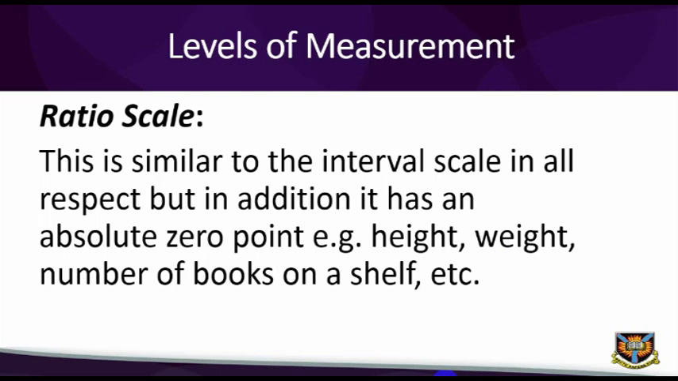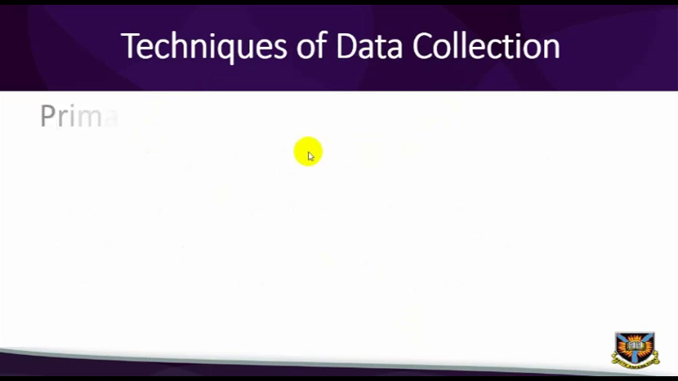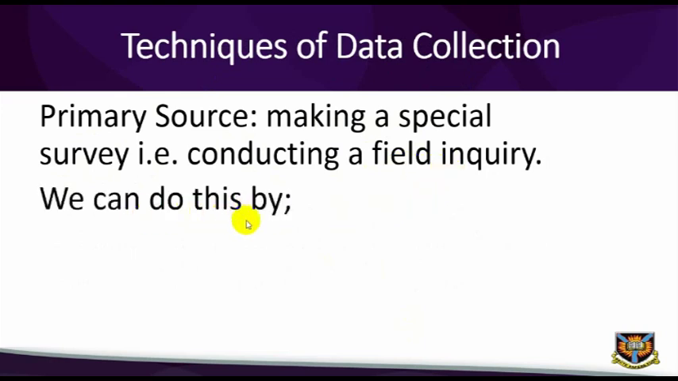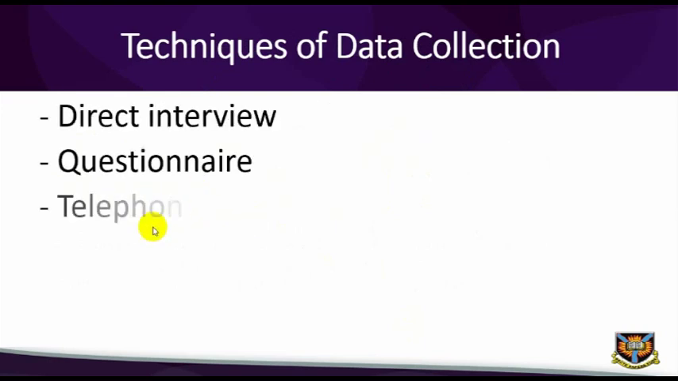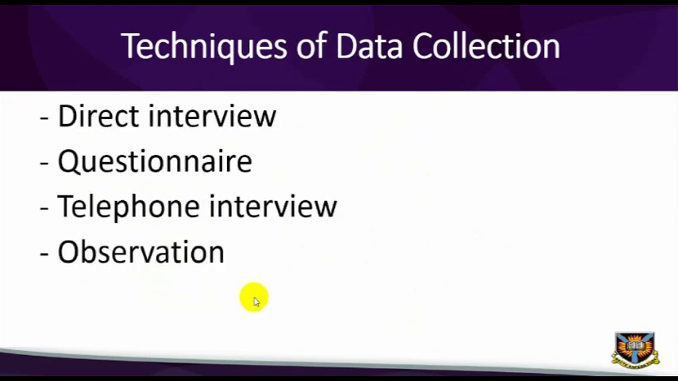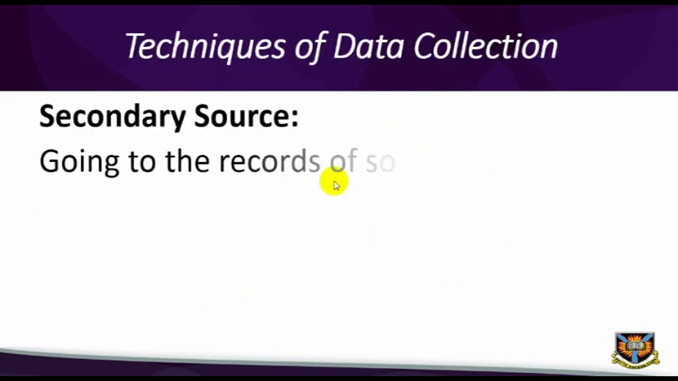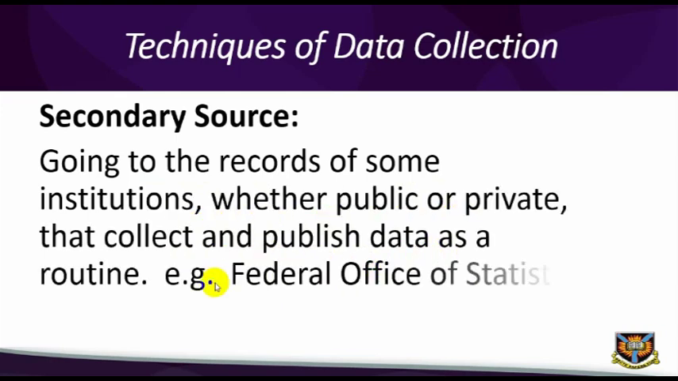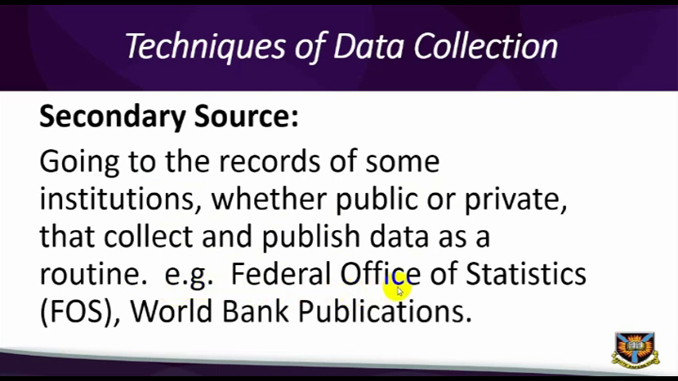C. Techniques of data collection. A. Primary source. Making a special survey, that is, conducting a field inquiry. We can do this by direct interview, questionnaire, telephone interview, observation. B. Secondary source. Going to the records of some institutions, whether public or private, that collect and publish data as a routine, e.g. Federal Office of Statistics, FOS, World Bank publications.